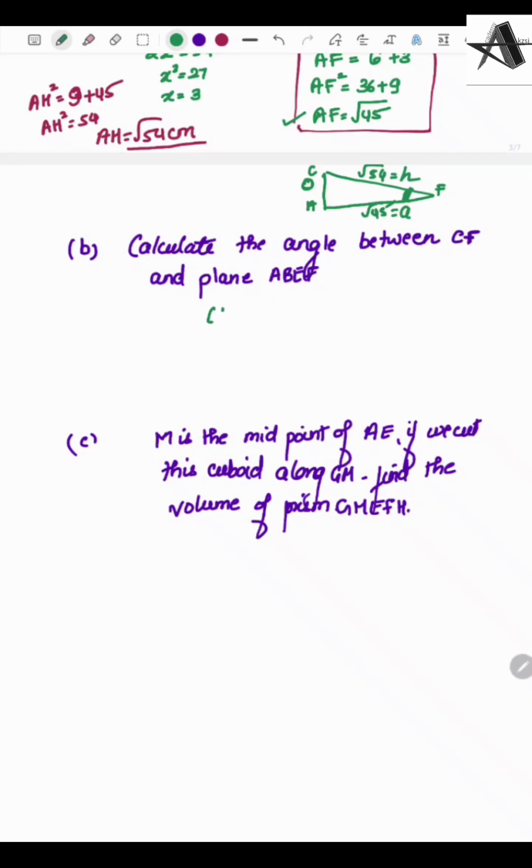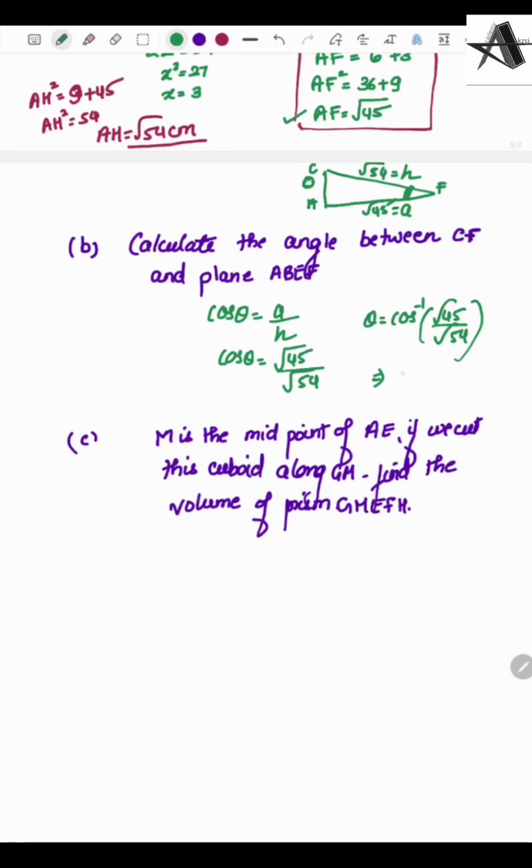So applying cos theta is equal to adjacent over hypotenuse. Cos theta is equal to adjacent, root 45, over hypotenuse, root 54. So theta is cos inverse of root 45 over root 54. The final answer will be 24.1 degrees.